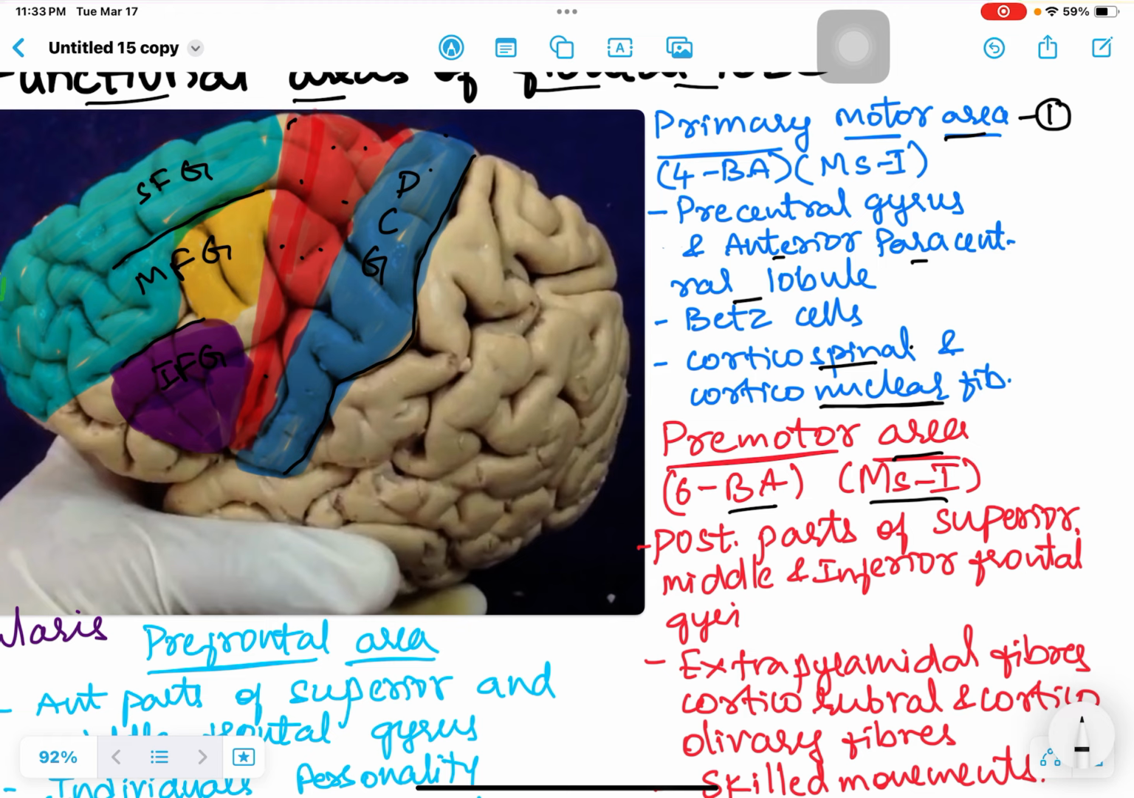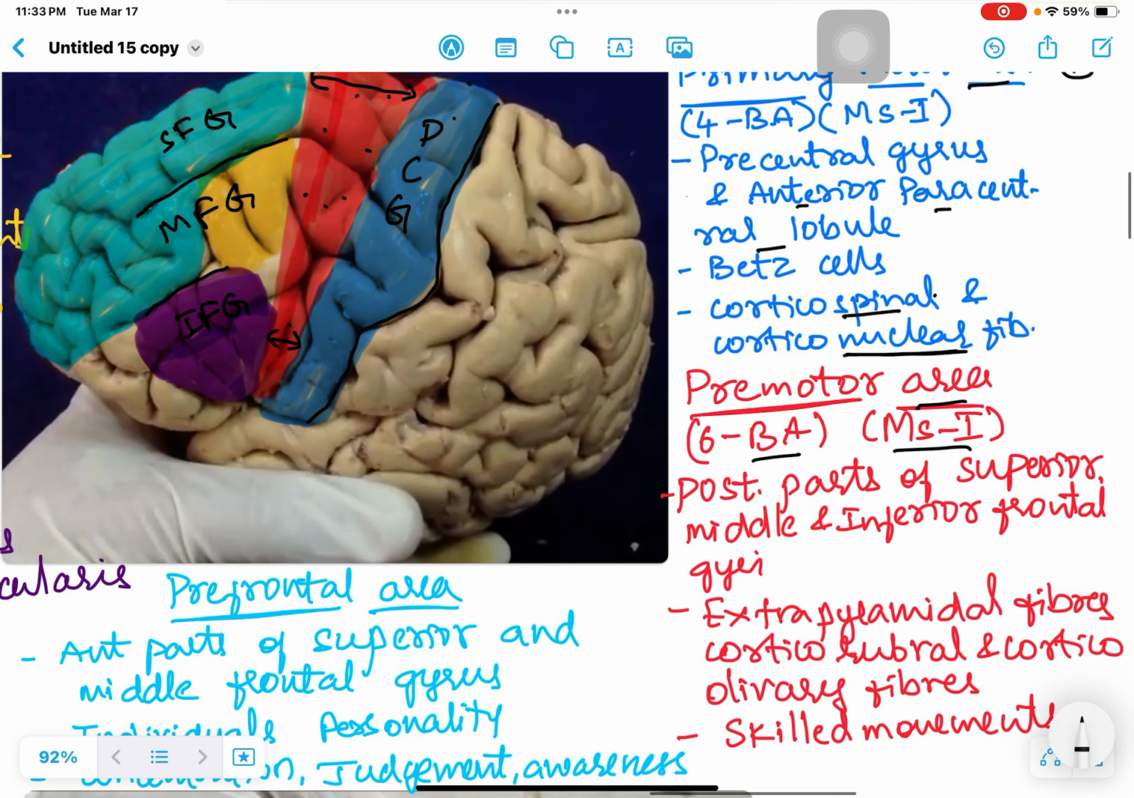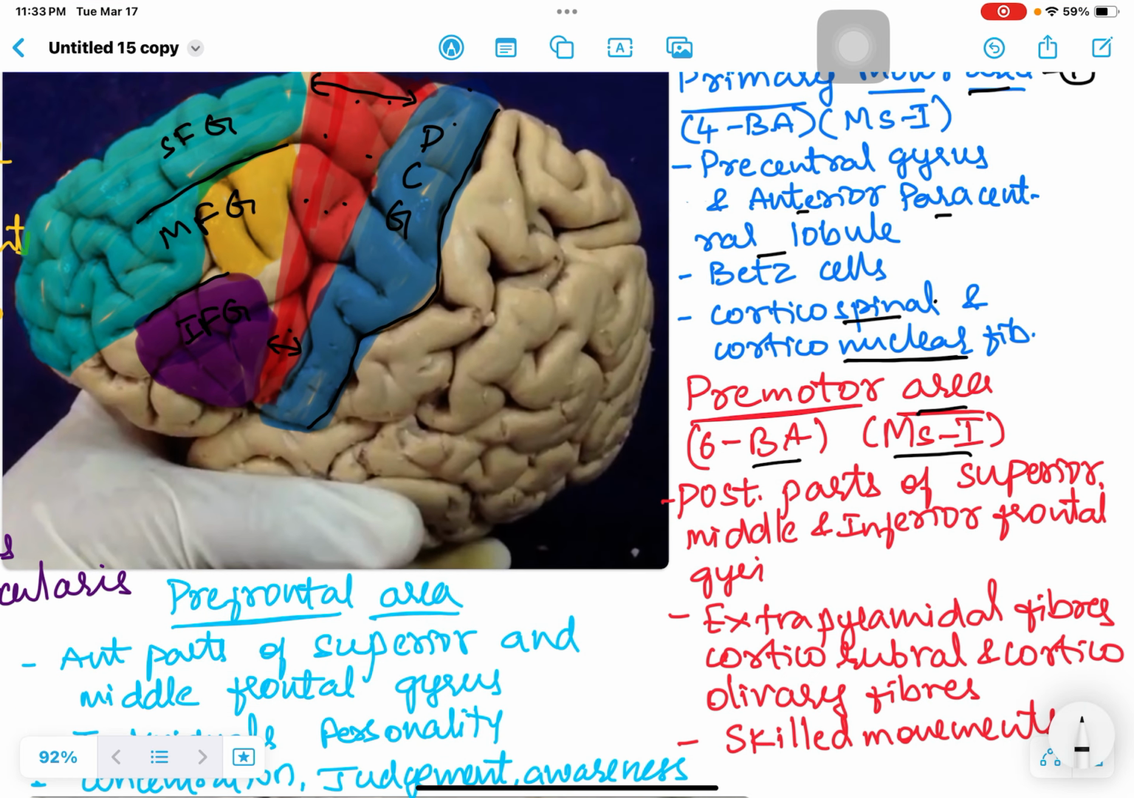This is not equally present up and down. Above it is very broad, below it is very narrow. This area is responsible for extrapyramidal fibers, that is, other than the pyramidal fibers, the corticospinal and corticonuclear fibers. Other than that, we have some fibers which go to the cerebellum through the red nucleus and the olives. These are called cortico-rubral fibers and cortico-olivary fibers. These fibers begin in the cortex, go to the red nucleus and olives, and from there to the cerebellum. So these are called extrapyramidal fibers.